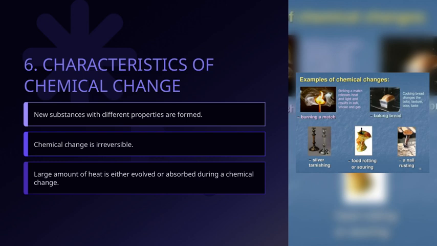Another important point is that chemical changes are generally irreversible. Once the new substances are formed, it's usually very difficult or impossible to turn them back into the original materials. This is a fundamental difference from physical changes, which can often be reversed.